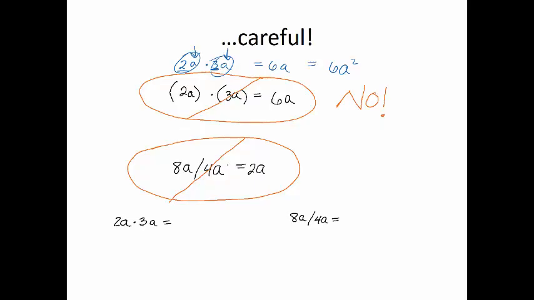Okay? 8a divided by 4a, it's not the same way as it is with addition and subtraction. You can't just say 8a take away 4a is going to be 2a. That only works when you're adding and subtracting. When you are doing division, 8a divided by 4a, 8 divided by 4 is 2, and a divided by a is 1, so it's just going to end up being 2. So just be careful with that. Like terms apply when you're doing addition and subtraction.